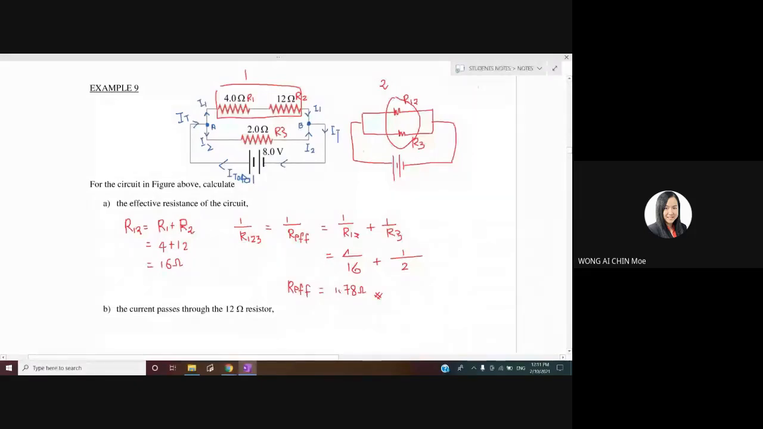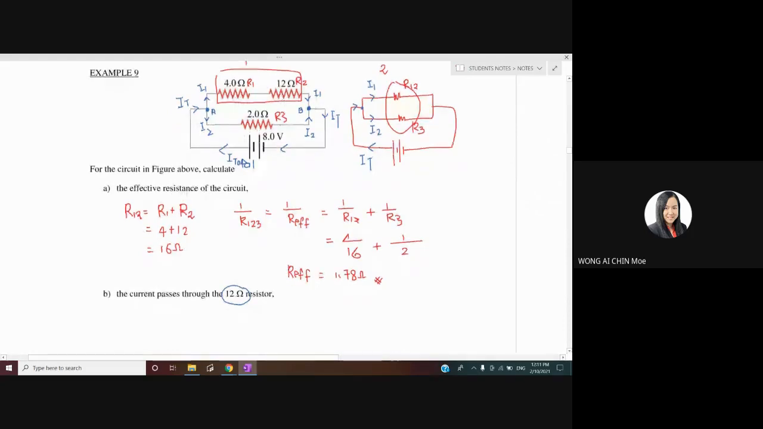Or if you want to refer here also can, I total. When it comes to this junction, it will split to I1 and also I2. So meaning that I1 will flow through resistors 4 and 12, and then I2 will flow through R3. Now we want to find the current passing through the 12 ohm. So meaning that we want to find I2.